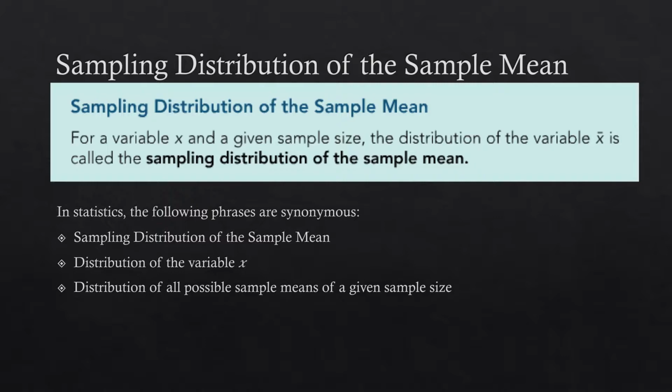So what is this? For a variable x and a given sample size, the distribution of the variable x bar is called the sampling distribution of the sample mean. In statistics, the following phrases are synonymous: sampling distribution of the sample mean, distribution of the variable x bar, distribution of all possible sample means of a given sample size. I say that because you may hear me say it in all these ways, and you may read it in all these ways. So make sure you mark this and make a note of the different ways we can ask for the sampling distribution of the sample mean.